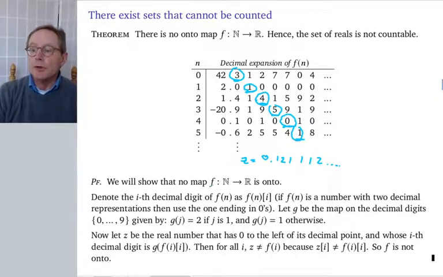So we're going to show that no map from the naturals to the reals is onto, and we're going to use the idea that's written up there, and it's just a question of writing it down in some sensible way. So you denote the ith decimal place here of f of n by f of n square brackets i. I just made it up. That's not a standard notation or anything. So the ith decimal place of f of n is f of n square brackets i. If f is a number with 2 decimal representations, then we can use the one ending in zeros.